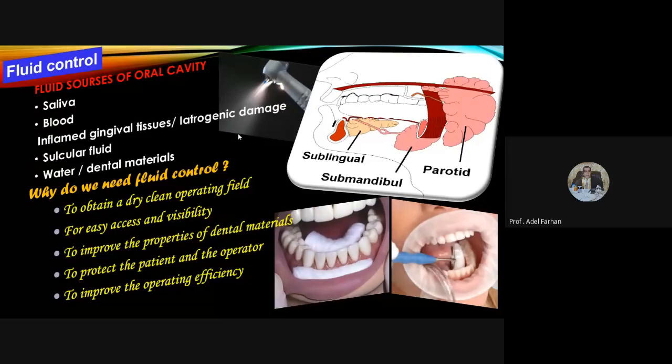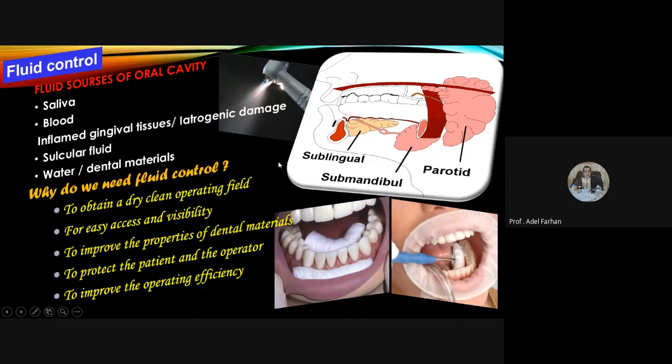As you know, a rotary instrument, اللي هي turbine, water flow about 30 ml per minute. This is the main source of saliva or fluid inside the oral cavity.